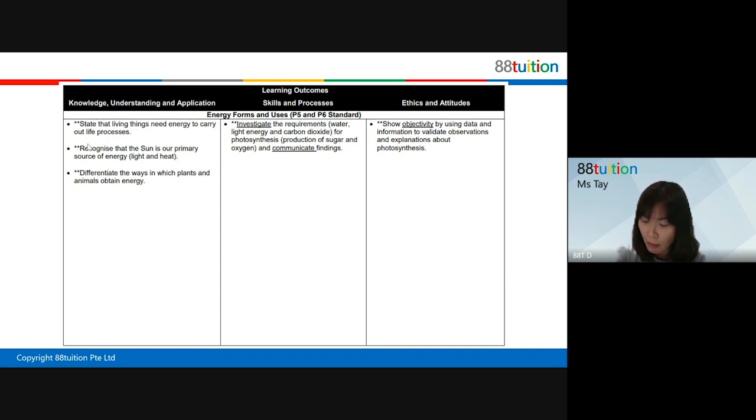Now recognize that the sun is our primary source of energy. It provides us with light as well as heat. The energy that we receive from the food we eat indirectly comes from the sun. Then differentiate the ways in which plants and animals obtain energy.